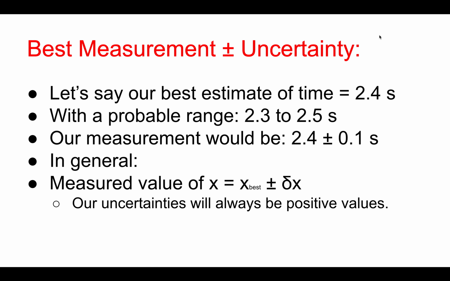So how do we write these measurements and uncertainty? We have something called the best measurement plus or minus some uncertainty. So let's say our best estimate of time is 2.4 seconds with some range between 2.3 and 2.5 seconds. Thus, our measurement would be 2.4 plus or minus 0.1 seconds. In general, we have the measured value, let's say x, is equal to x best, whatever the best measurement of our value is, plus or minus some uncertainty. This uncertainty in x will always be positive. You must always make sure this value is positive.